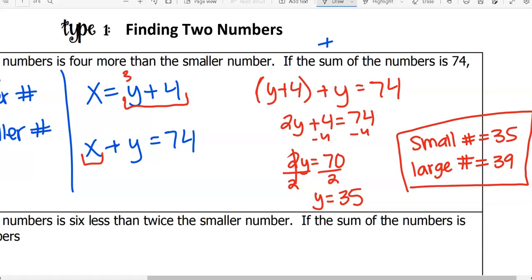So if I plugged it back in here, 35 plus 4, that gives me the 39. So that's what I know. That's how I know what x is equal to.